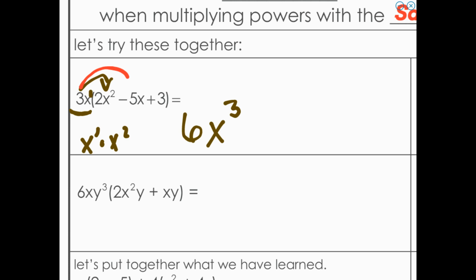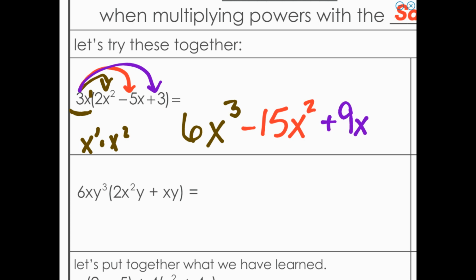Okay. Then we've got 3x times negative 5x. Negative 15x to the second power, squared. Yes. Okay. Then we've got 3x times 3. 9x. If you do not have any like terms inside your parentheses when you start, you are not going to have any like terms when you finish distributing.